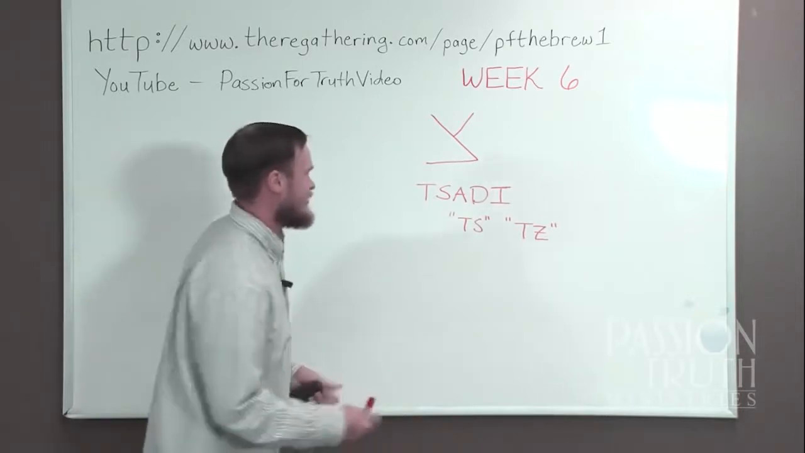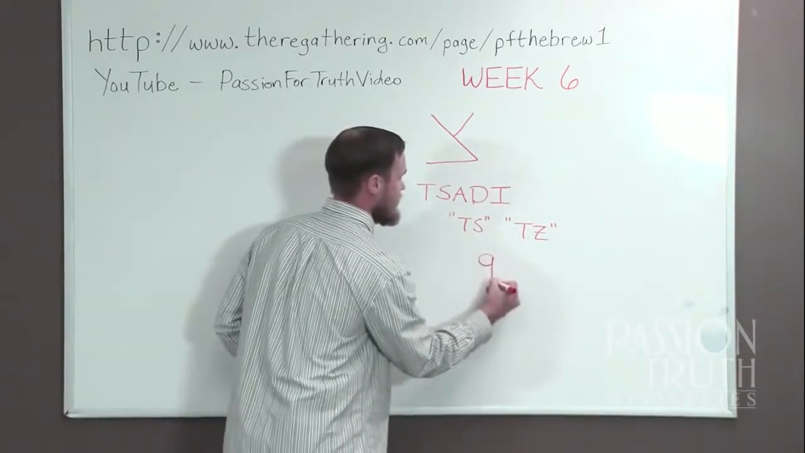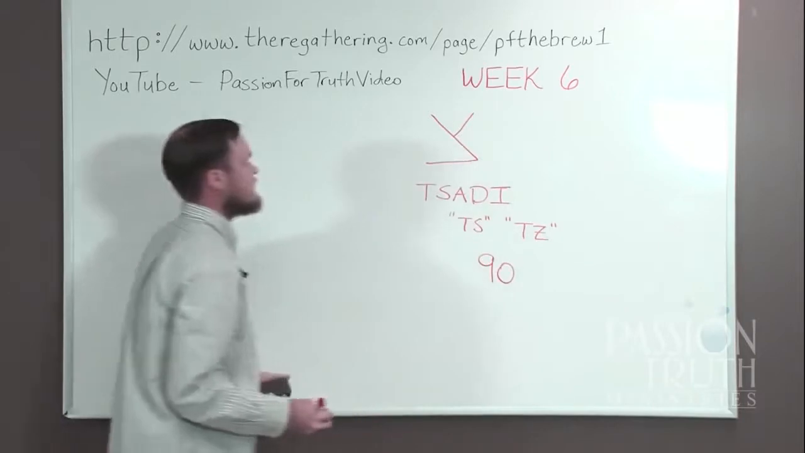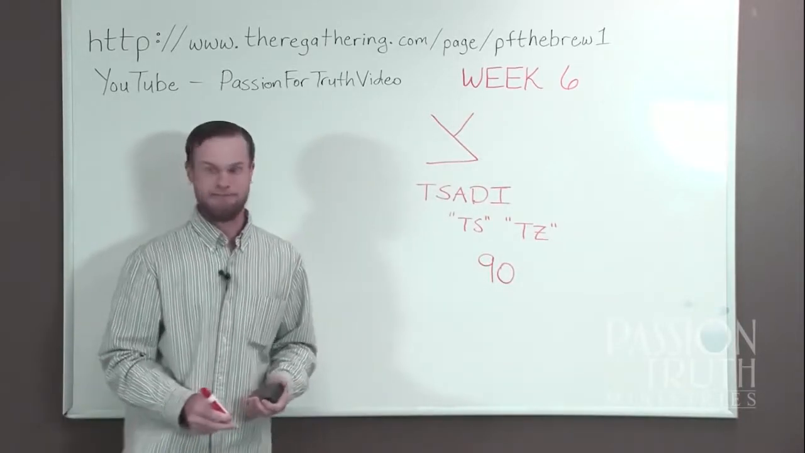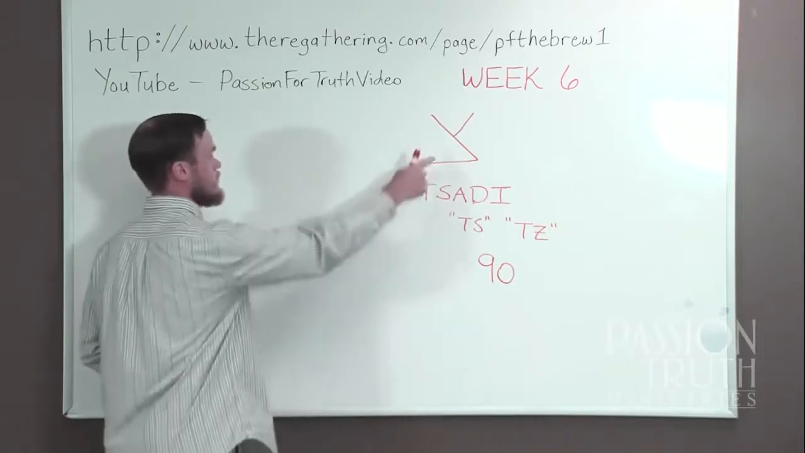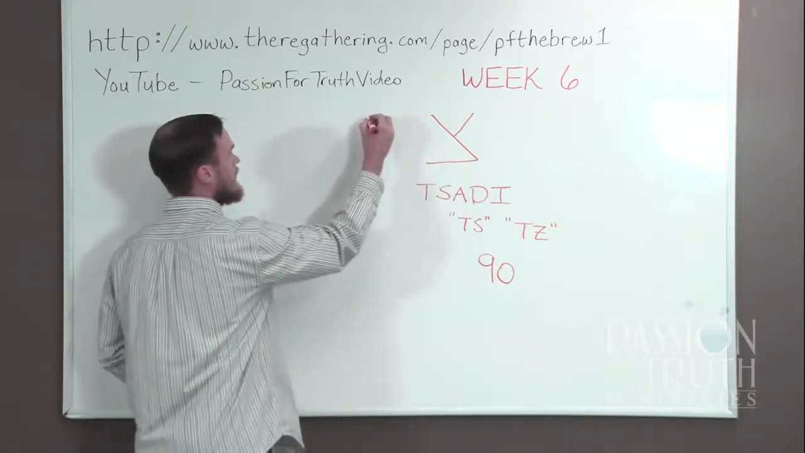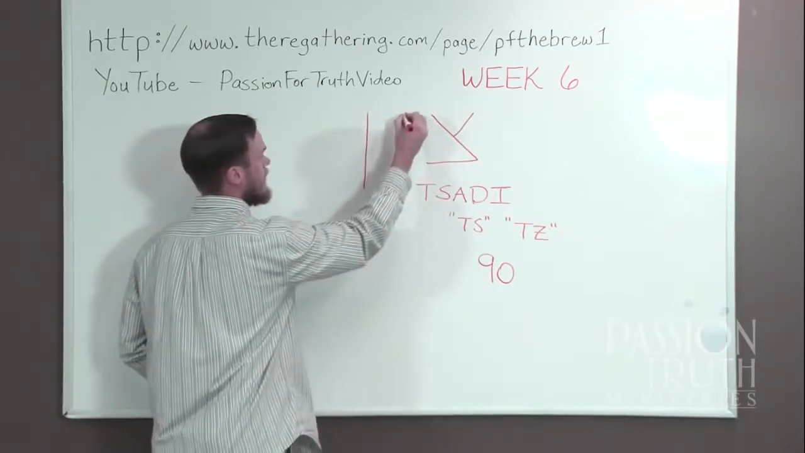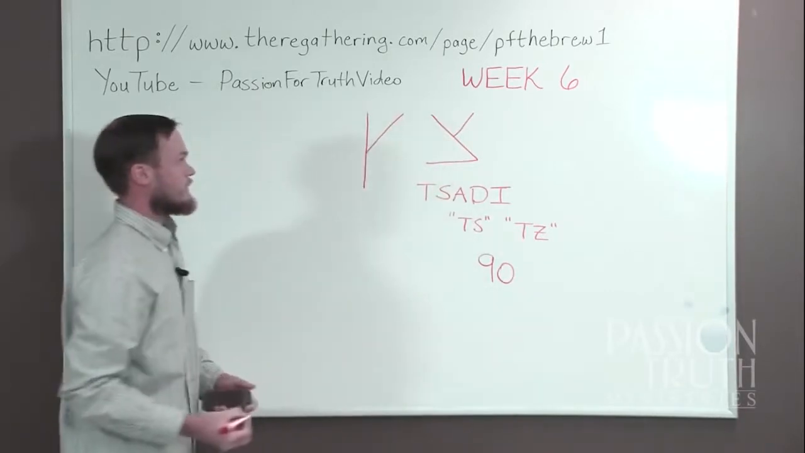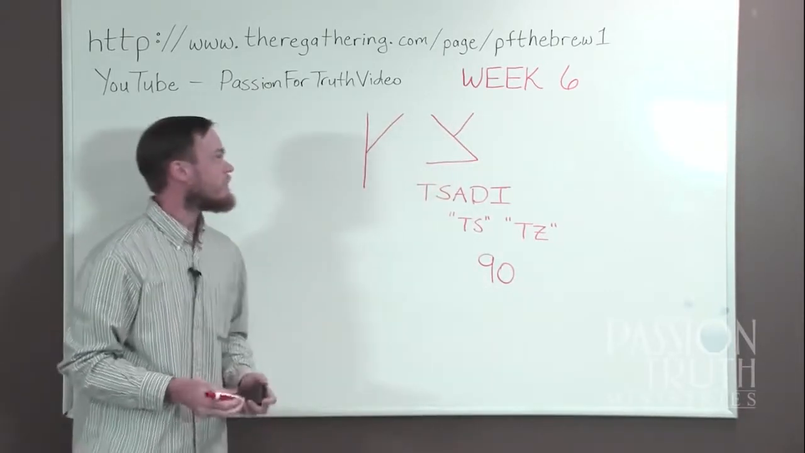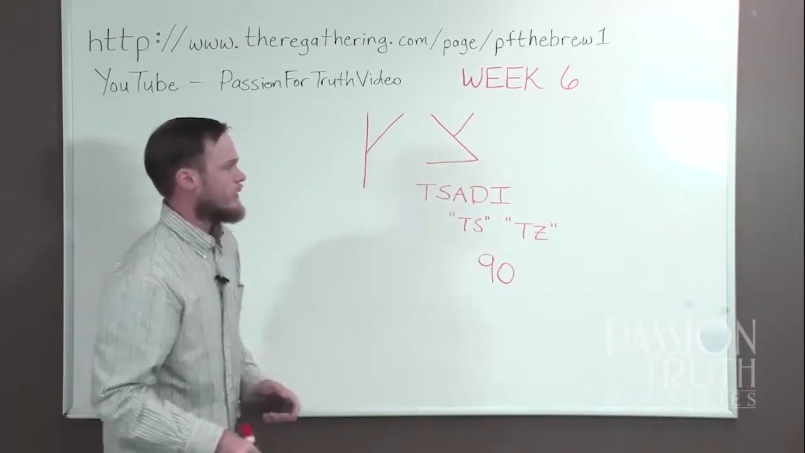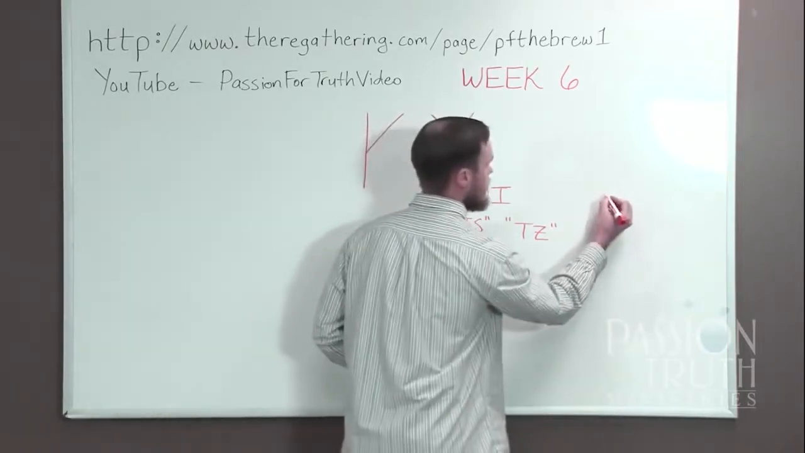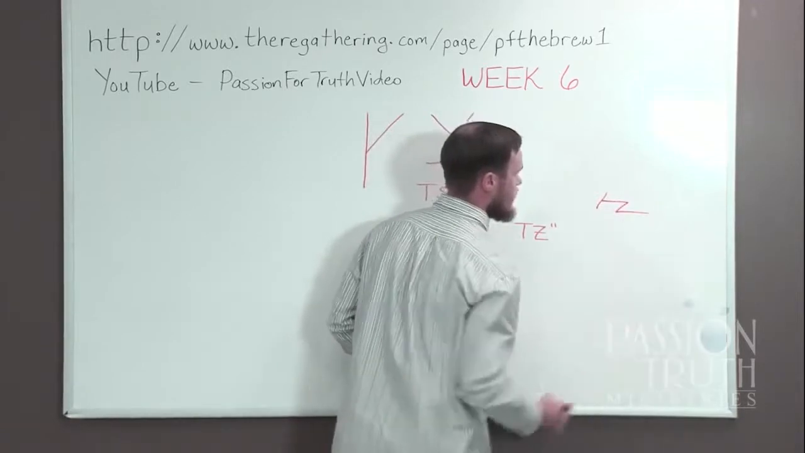All right, the numerical value of Tzadi is 90. And the Tzadi has a final form as well. It is the final letter. So this is a regular Tzadi, and a final Tzadi extends below the line like this. It looks something like that. In Paleo-Hebrew, the Tzadi looks something like that.